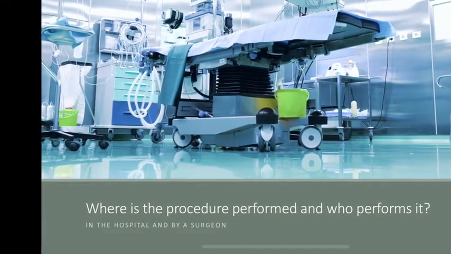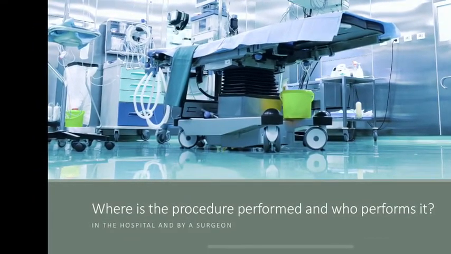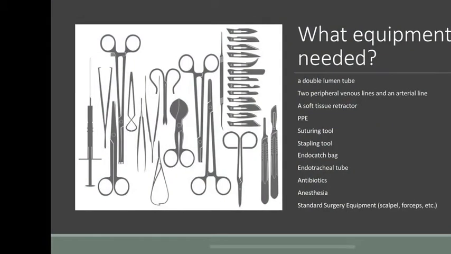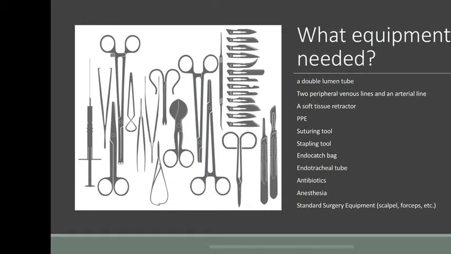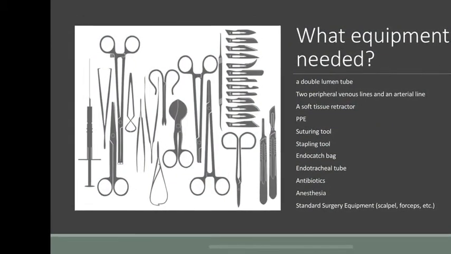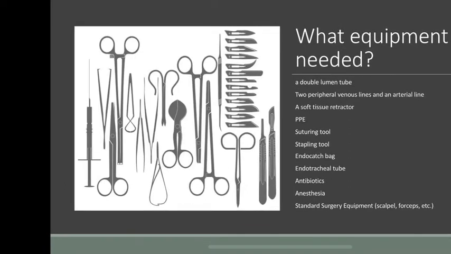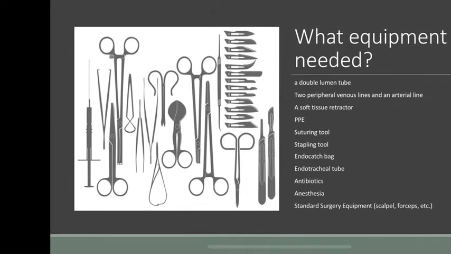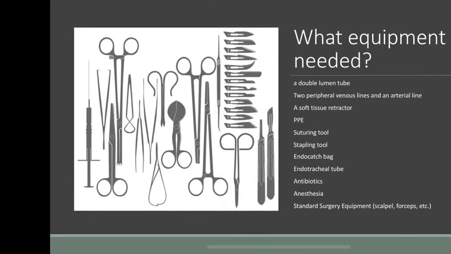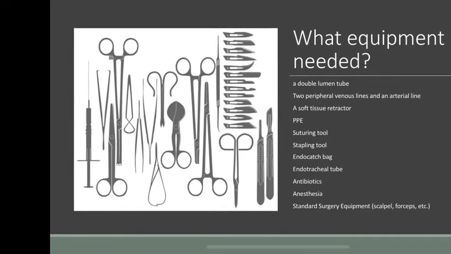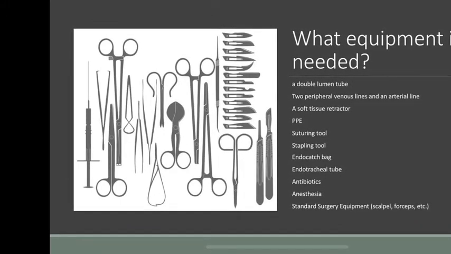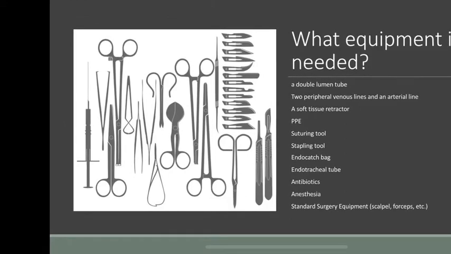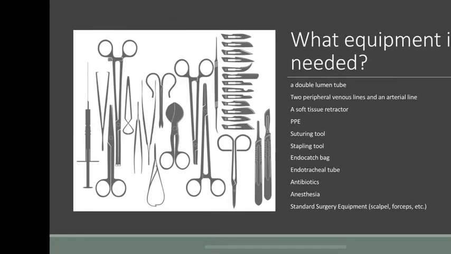This is only some of the equipment needed. I couldn't find a full list on the internet, so I used common sense. Some of the equipment needed is a double lumen tube, 2 peripheral venous lines and an arterial line, a soft tissue retractor, PPE, a suturing tool, a stapling tool, an endocatch bag, an endotracheal tube, antibiotics, anesthesia, and standard surgery equipment like a scalpel, forceps, etc.